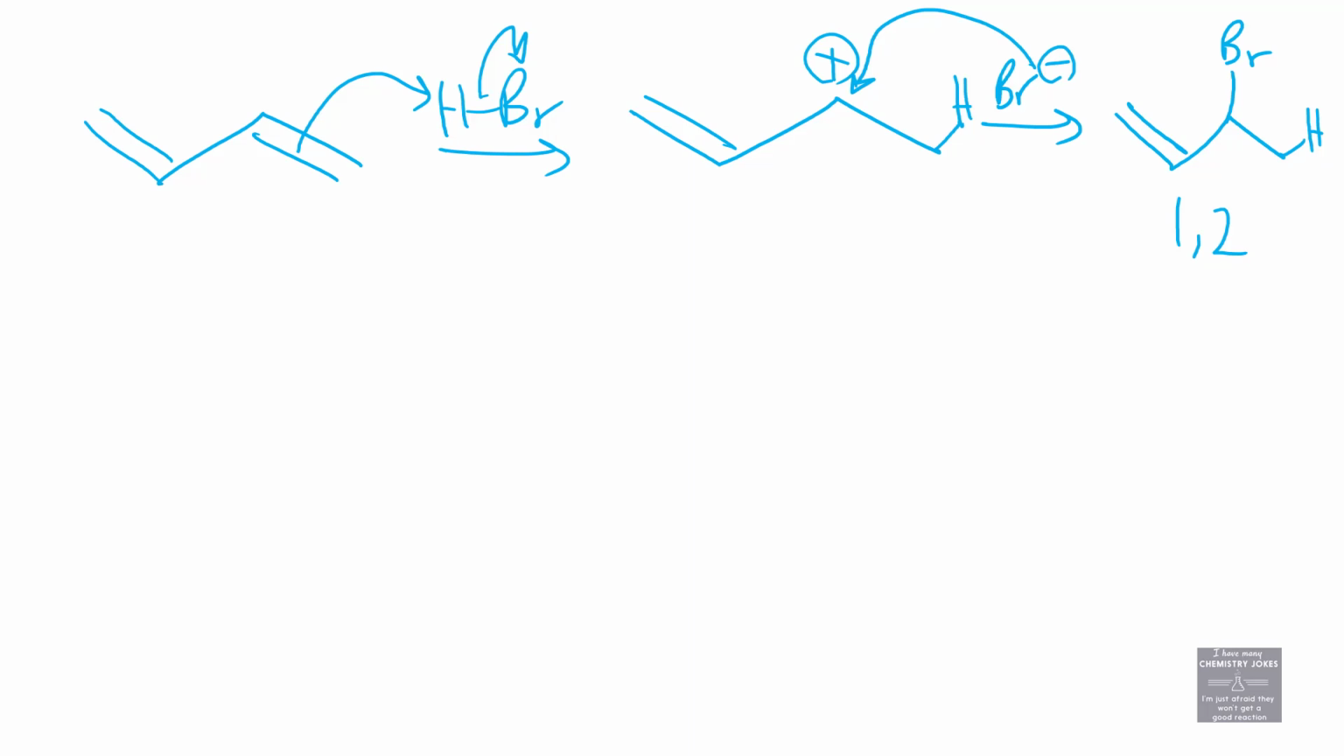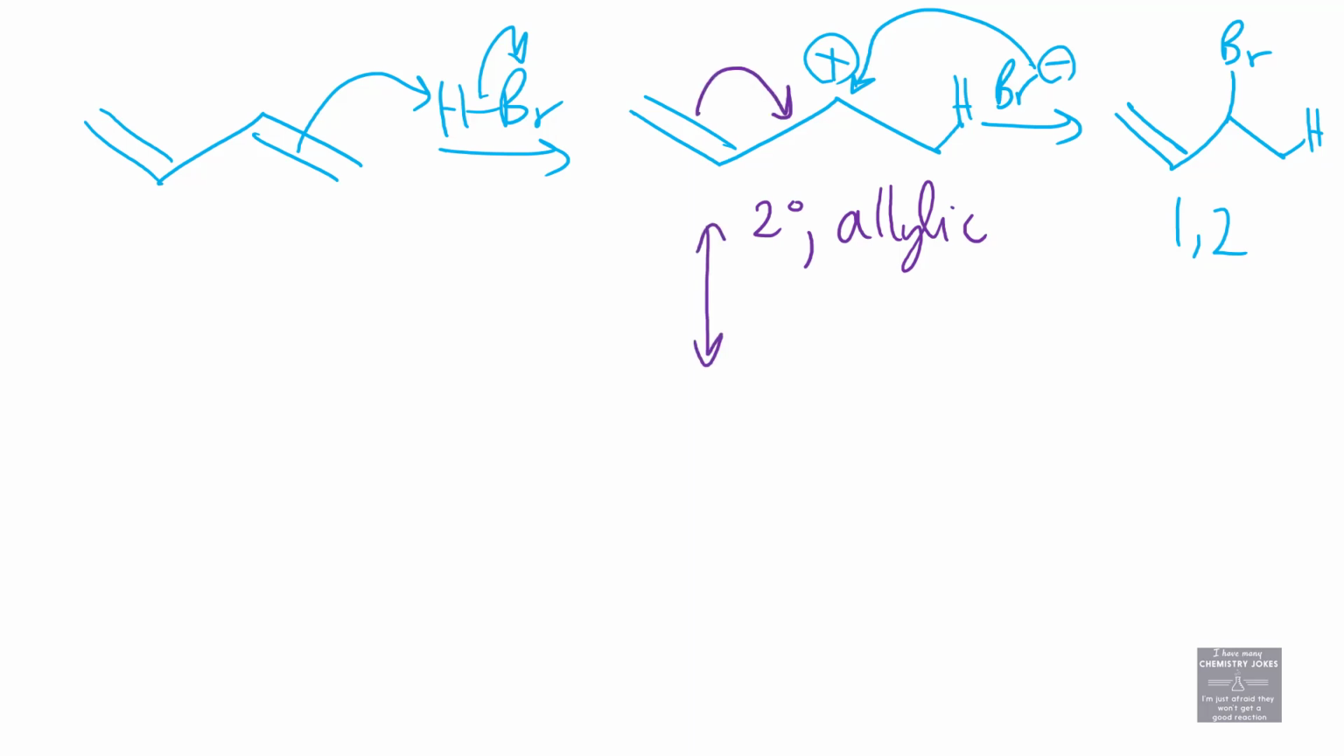How do I get the 1,4 addition? Why is that a thing? Well, this carbocation in the middle is a secondary carbocation, but it's also an allylic carbocation. Oh, what does it mean to be allylic? Next door to a pi bond. Not directly connected, but next door to a pi bond.